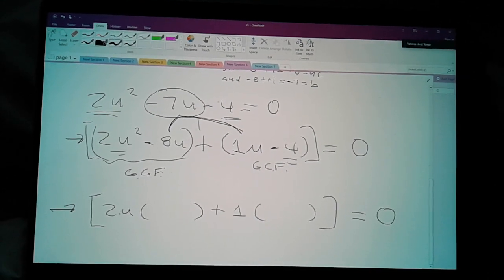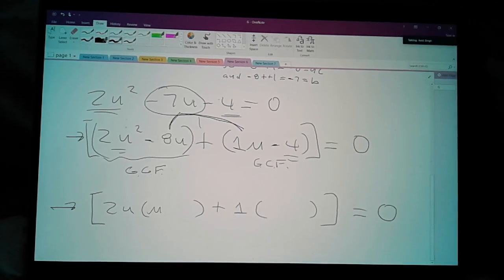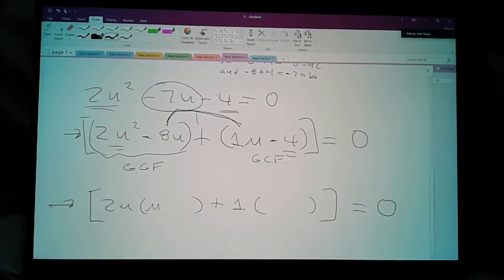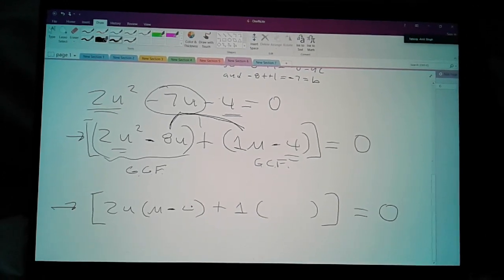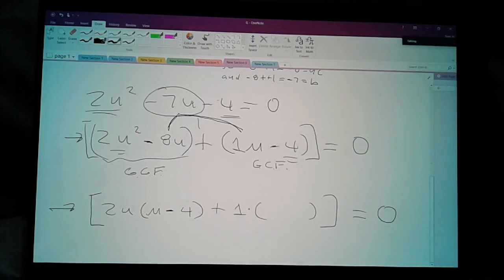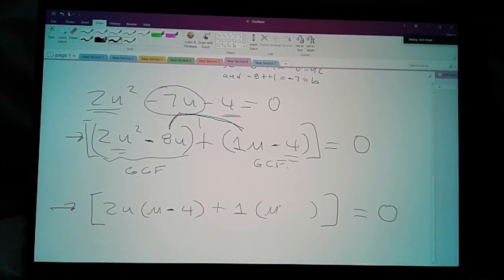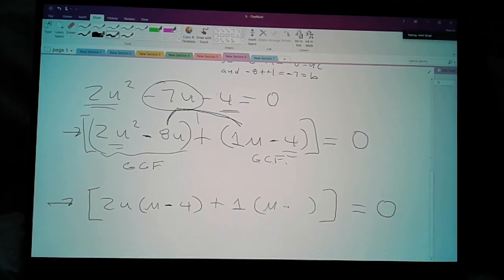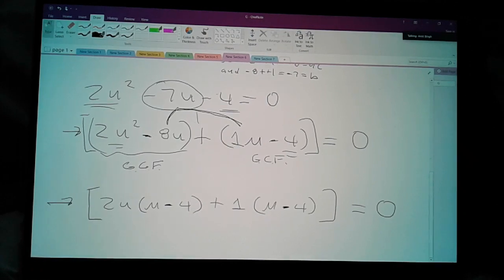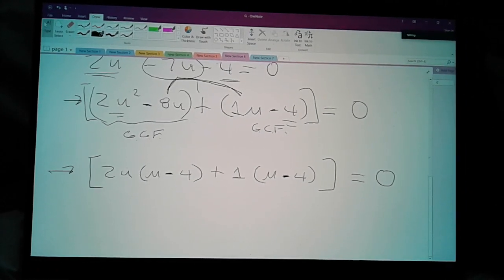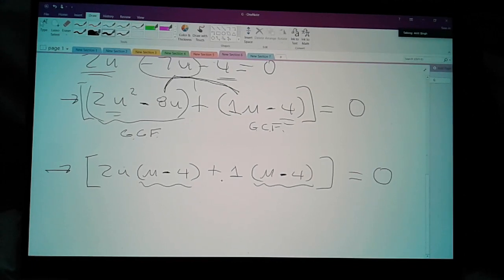So if I take a 2u out of a 2u squared, I get a u, because 2u times u is 2u squared. If I take a 2u out of a negative 8u, I get a negative 4. If I take a 1 out of 1u, I get a u. If I take a 1 out of a negative 4, I get a negative 4, which is pretty obvious. So what I get is a common binomial factor, as you can see in both cases.